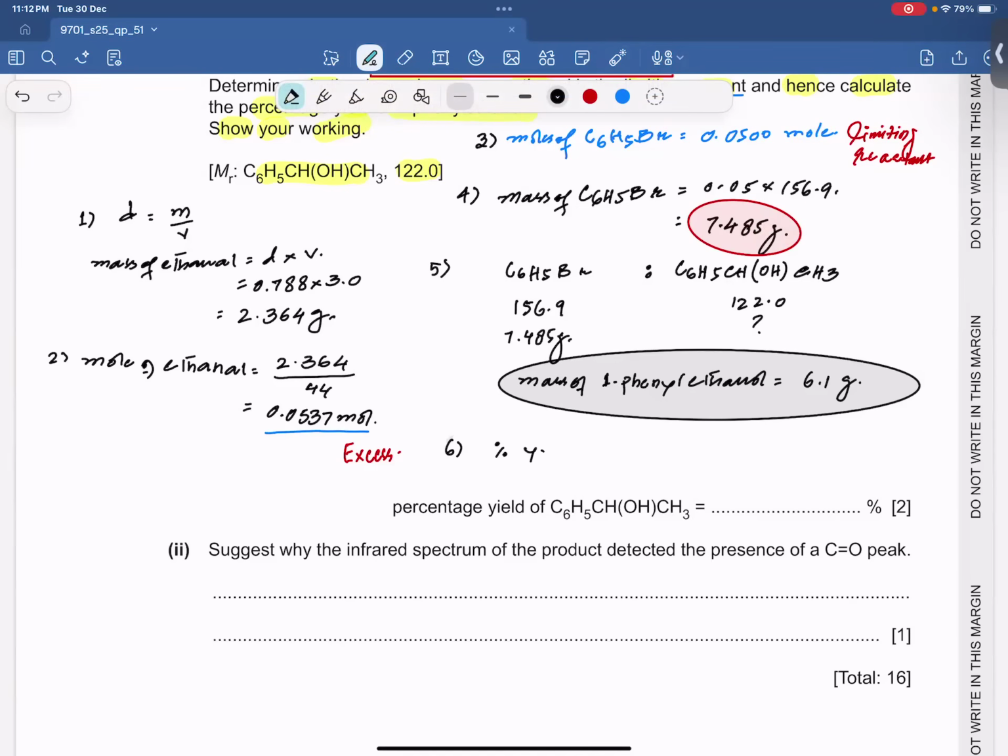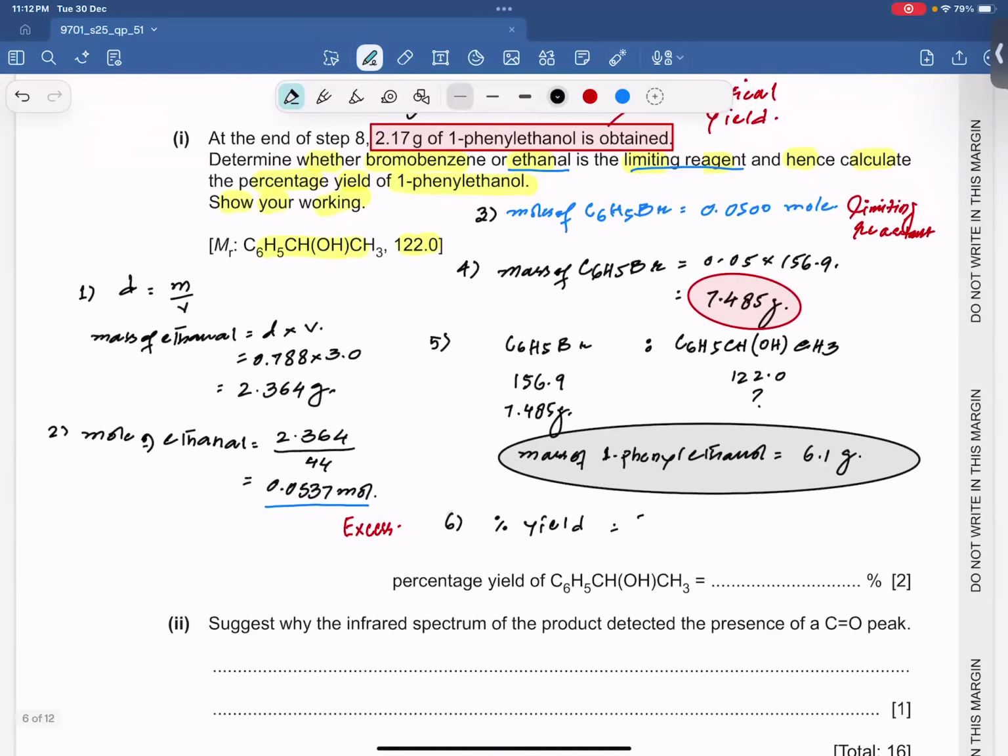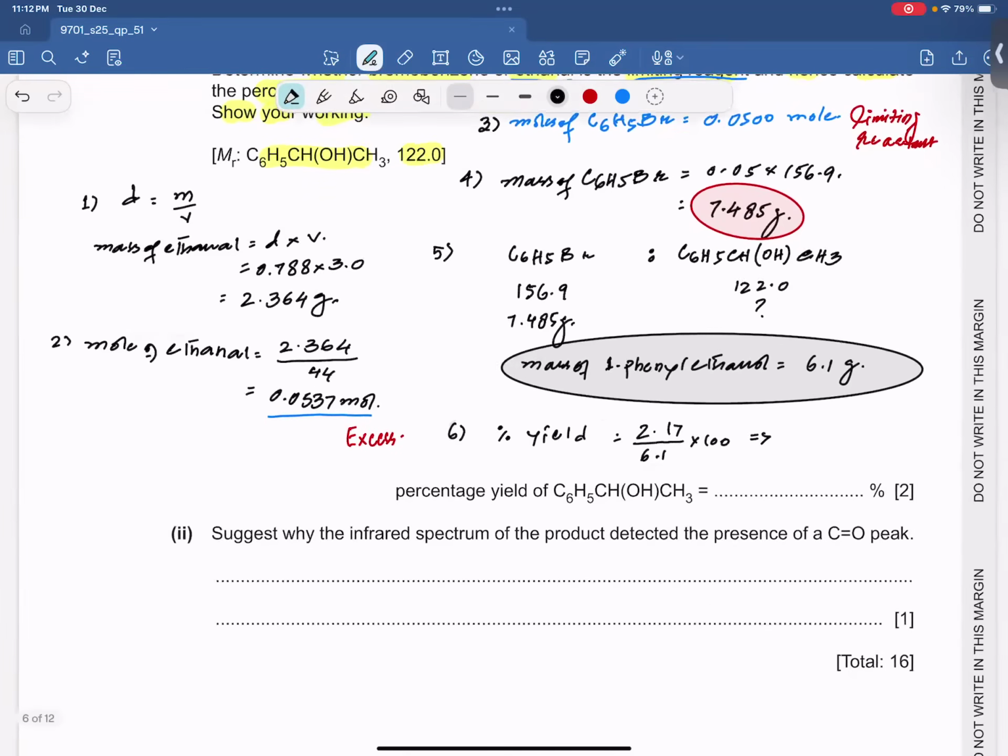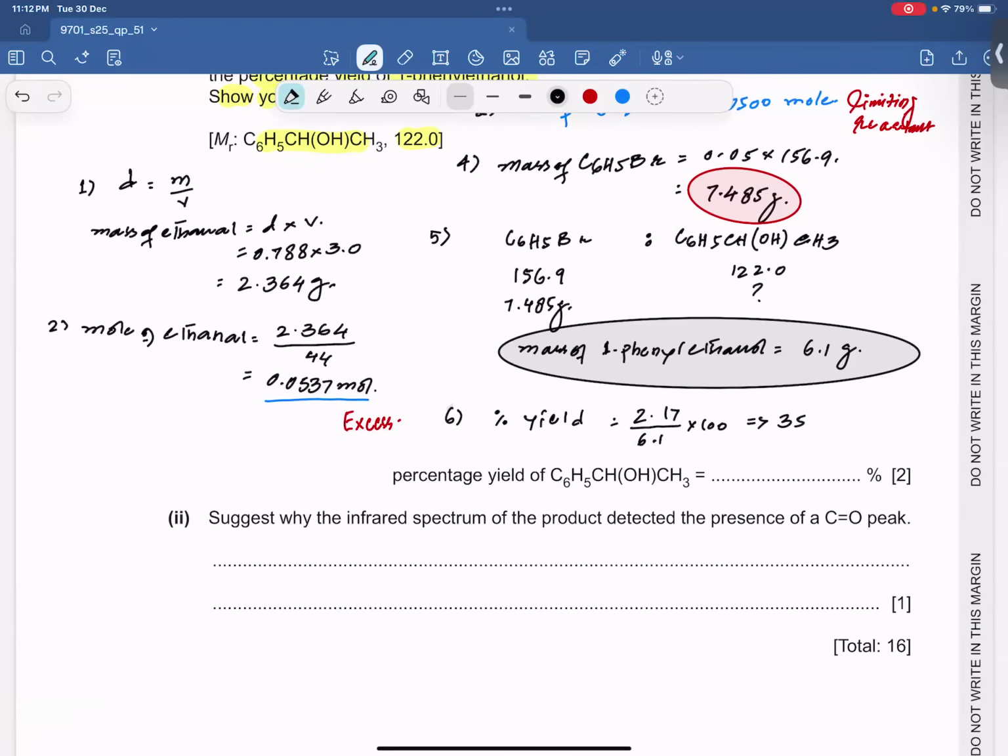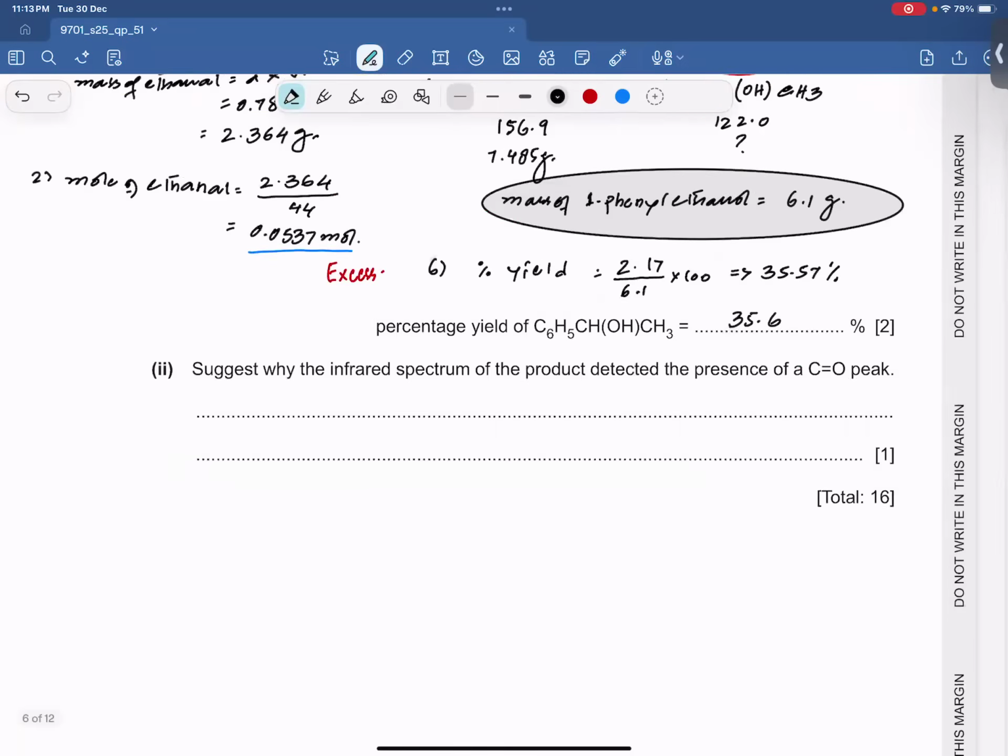So percentage yield is 2.17 divided by 6.1 times 100. Let me check. 2.17 divided by 6.1 times 100 is going to be 35.57%. So it's going to be 35.6%. All right. That's the last point.